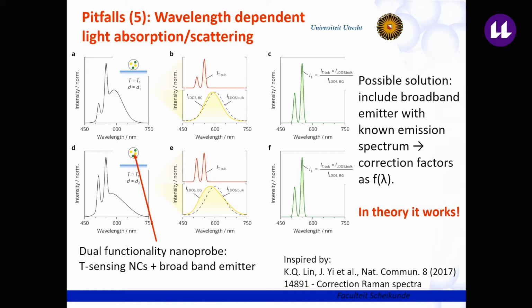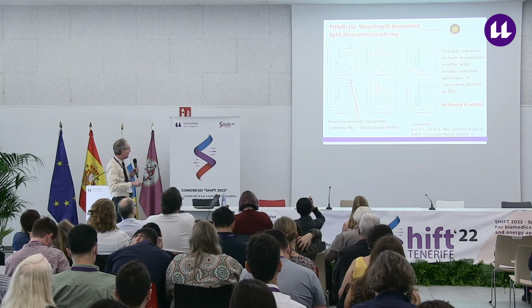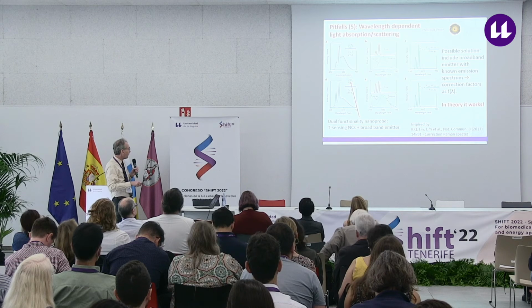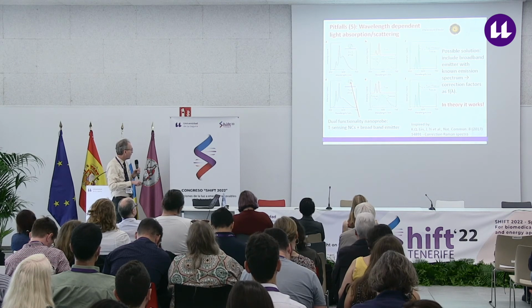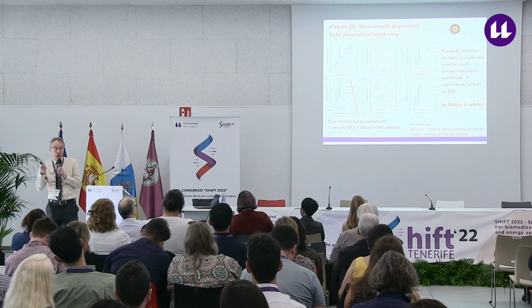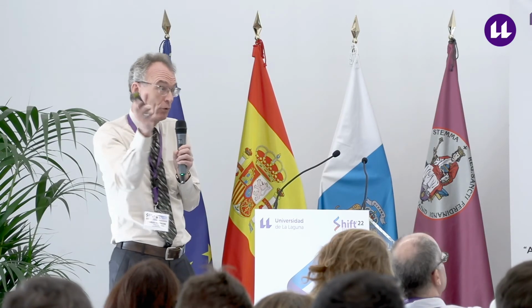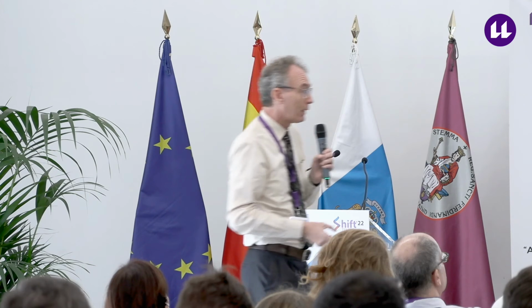So then if you look at the ratio that you measure, you have to correct, or multiply, with the local density of states of the bulk divided by the background for both spectra, and then you get the same ratio. So in theory that works, and it's actually inspired by this paper where they did that for Raman spectra, where when you want to deduce temperature from the Stokes, anti-Stokes ratio of Raman peaks, you have the same problem. If the Stokes and anti-Stokes are absorbed or scattered differently, you get the wrong temperature. And they try to do that with a broadband emitter.